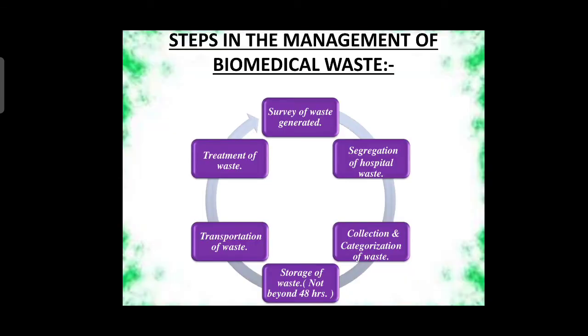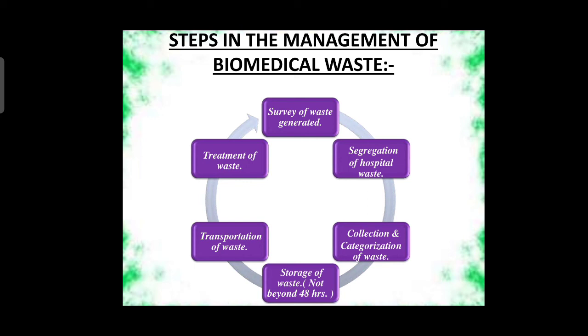Next are the steps in the management of biomedical waste. The first one is a survey of waste generated, which means first we have to do a survey of the waste generated. The second one is segregation of hospital waste. In the hospital we have to segregate, that is separate, the items: sharp instruments separately, plastic waste separately, contaminated waste separately, like this.